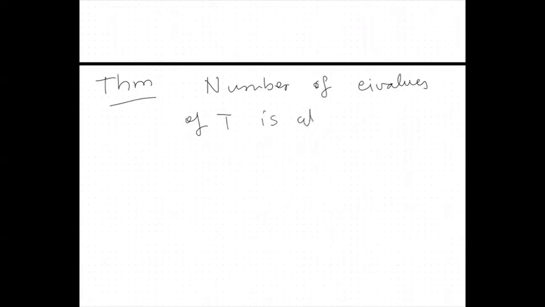We now go to the next theorem, which says that the number of eigenvalues of T is at most equal to the dimension of the vector space V. The proof is just: if we get eigenvalues lambda 1 to lambda m of T and v1 to vm are the eigenvectors, then v1 to vm is linearly independent, and thus m must be less than or equal to the dimension of V.